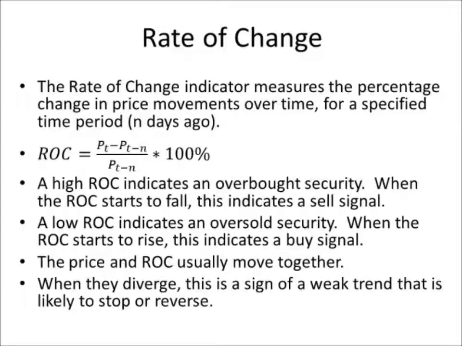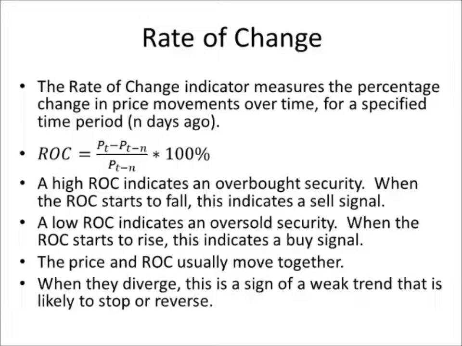Rate of change. The first momentum indicator we'll talk about is called the rate of change. Now, we've probably all heard the term before, rate of change, and in this situation it's no different to what you would expect it would mean. The rate of change indicator measures the percentage change in price movements over time for a specified time period. Usually it'll be n days, right? So it could be 10 days or 5 days or 20 days.